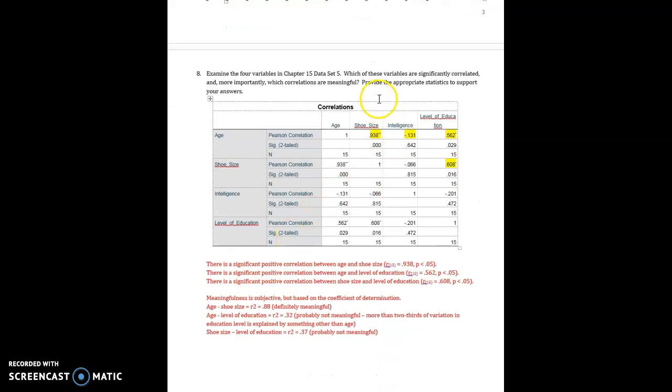Okay, number 8 now is looking at a data set with 4 different variables. So remember, we can look at as many correlations as we want in one full swoop. So here, this is saying which of these variables are significantly correlated, and more importantly, which correlations are meaningful. Remember, we talked in class about the difference between significance and meaningfulness. So let's do the first part first, that's looking at which ones are correlated.